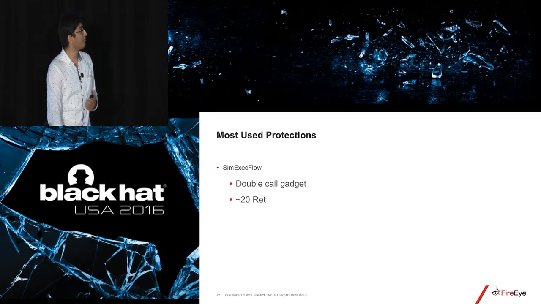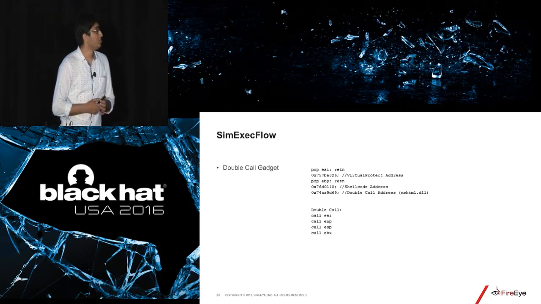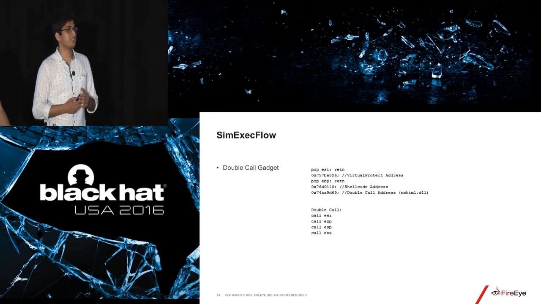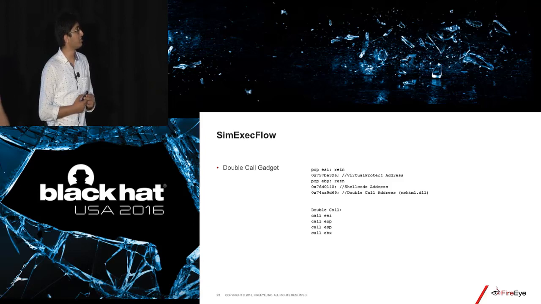For that, we have a double call gadget on nearly 20 returns, very calculated returns, which can completely evade everything. You can find this gadget, call ESI, call EBP, with ESP and EBX, in the most popular DLL, that is MSHTML. Because there will be no return, what you do is populate the first two non-volatile registers, one with the API you want to call, with the parameters, and the second one with the shellcode address you want to call, and you make sure you set up the stack in such a way that this works out.